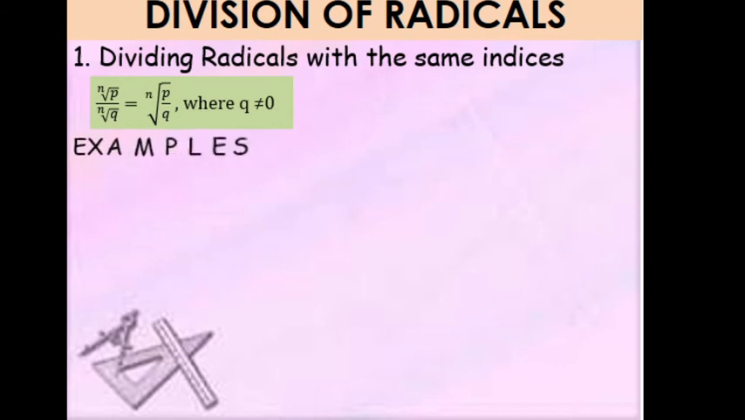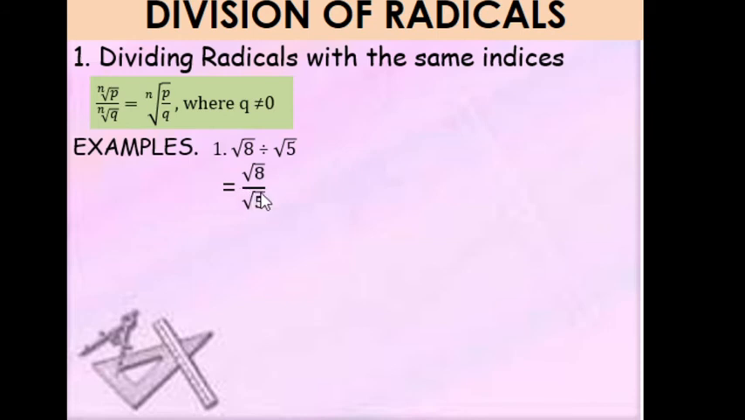Okay, so now let us have the first example. We have square root of 8 divided by square root of 5. So dito, pareho sila ng index which is 2. So ngayon, ipo-form natin ng ganito yung ating radicand. So this will become square root of 8 over square root of 5. So dito, meron tayong square root ang ating denominator.